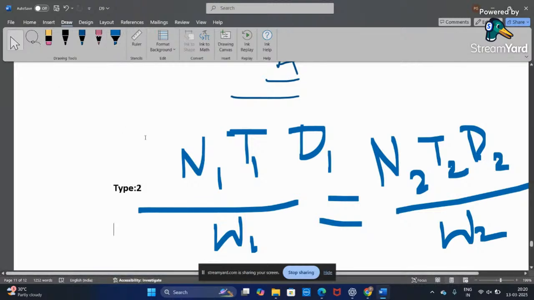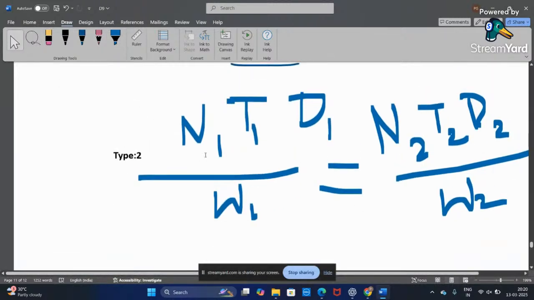Right? Okay. Here N stands for number of people, T stands for time, D stands for days, W stands for wages or work. Same here: N for number of people, T for time, D for days, W for wages or work. Okay.